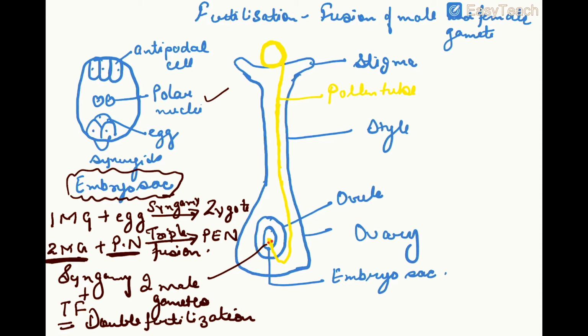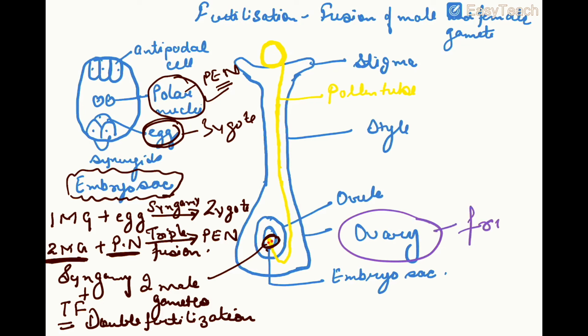So now the pollen tube has reached the embryo sac. It has released its 2 male gametes inside the embryo sac. One male gamete has fused with egg to form zygote. Another male gamete has fused with polar nuclei to form primary endosperm nucleus. Since 2 fusions are taking place, this is known as double fertilization. Now, after the fertilization is over, the ovary develops into fruit. Ovule develops into seed. Rest other structures of the plant fall off except the ovary.